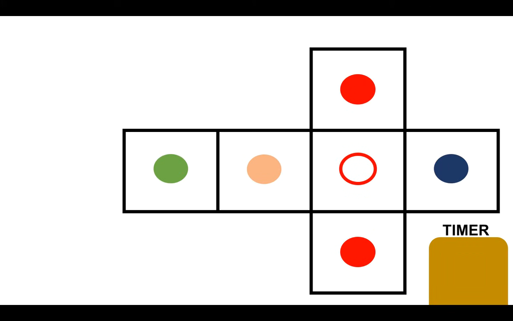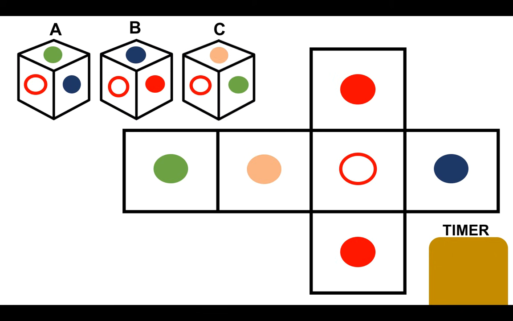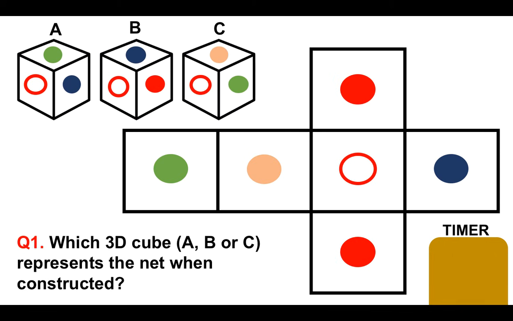Okay, let's get straight into it. So, question number 1, here we go. Which 3D cube, A, B, or C, represents the net when constructed? You've got 15 seconds.